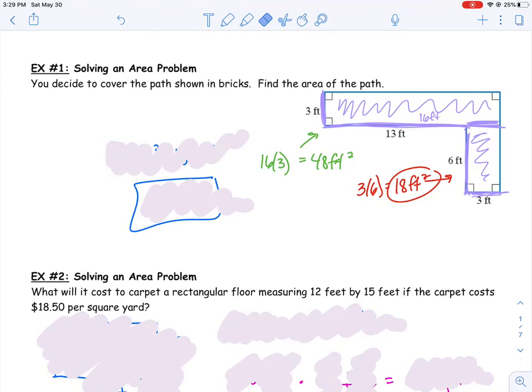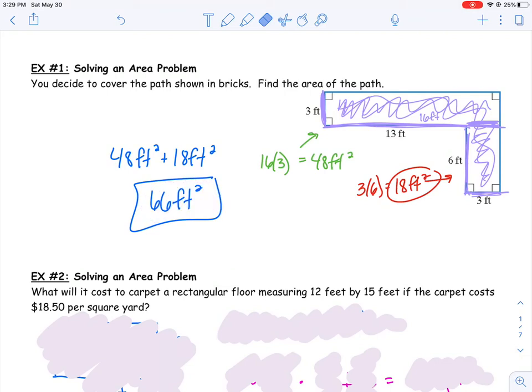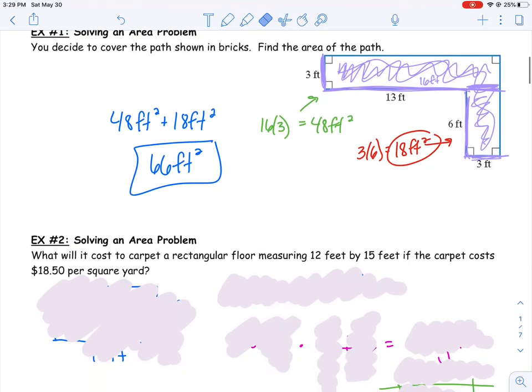So if the area of the one rectangle is 48, the area of the other rectangle is 18 square feet, we can then find the area of the whole entire thing, right, all of the bricks combined, by simply adding them together. So 48 square feet plus 18 square feet is a total of 66 square feet of area. And so then you would have to figure out how big each brick is, so you can kind of estimate how many bricks you would need to lay down. So you're not buying too much and you're not buying too little, right?